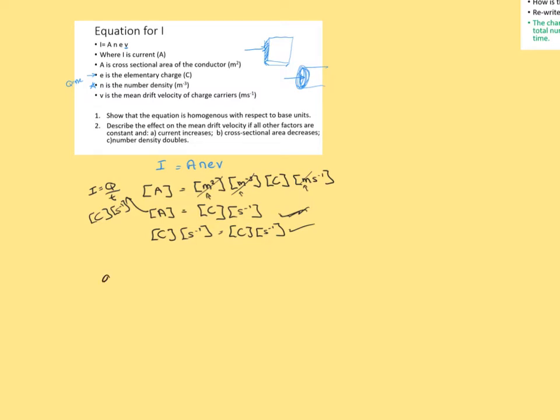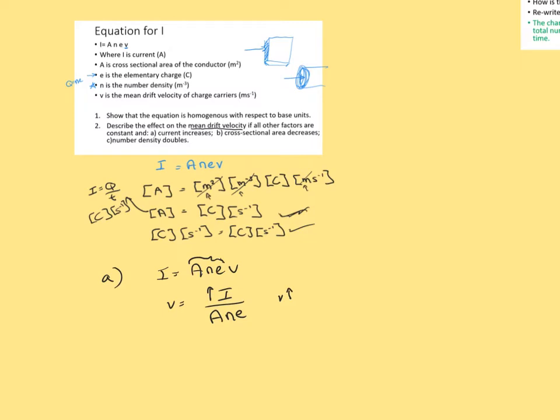So let's do the first one. Since I want to figure out how the mean drift velocity changes, I will rearrange and make mean drift velocity the subject of the equation. So we have I = nAev. Since everything is multiplied, I need to divide both sides by this so that v can stay by itself. So then we have v = I over nAe. If the current increases and everything else remains the same, that means that velocity will also increase to accommodate for it, because velocity is directly proportional to current if everything else remains the same.